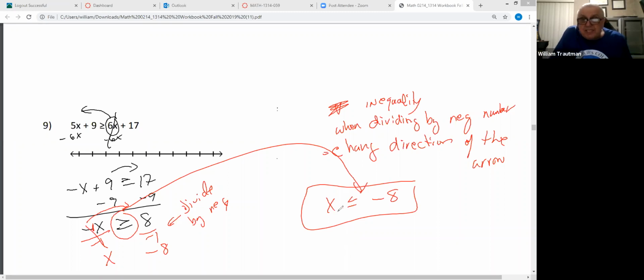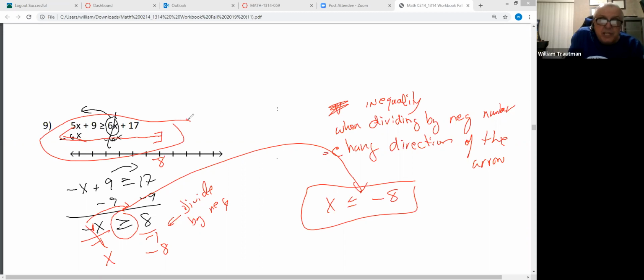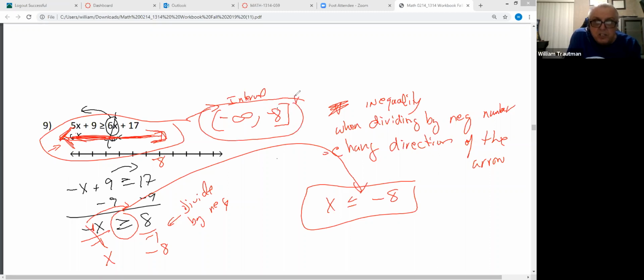So now we can read this. X is less than negative 8. I'll mark negative 8 here. Less than or equal to is a bracket, and less than is that way. So the interval notation answer is negative infinity, right? The arrow is going to the left. The far left is negative infinity. You can never touch infinity. The far right is negative 8, and it has a bracket. There's my interval answer. When you divide by a negative number, do you see how the arrow changed directions?